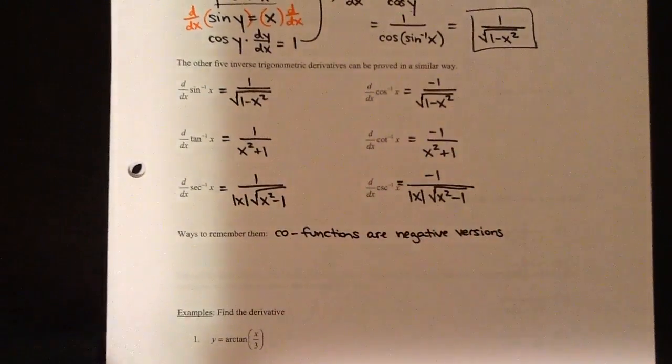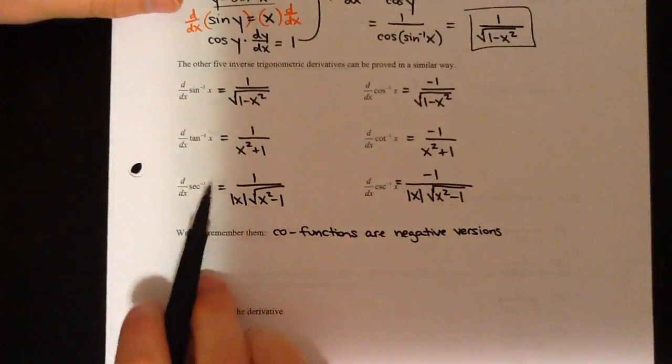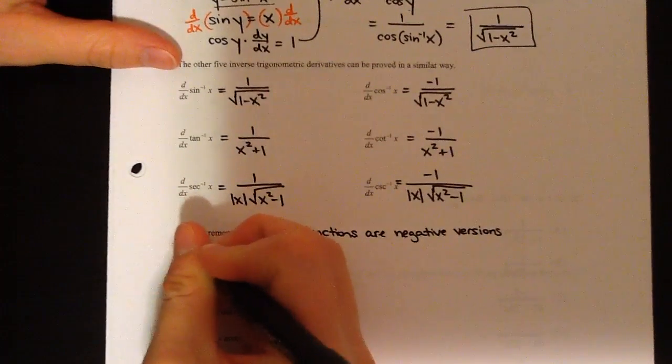They're all the negative versions. That's one thing. Sine and secant. So this one and this one. So we're going to do a little bit of alliteration here.